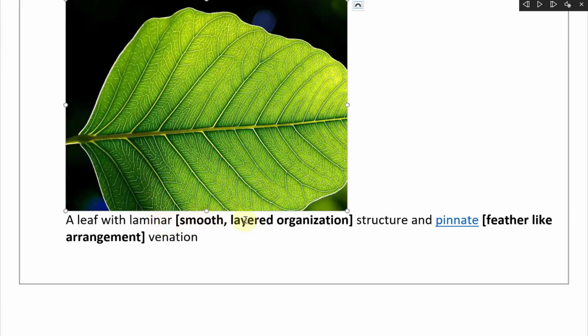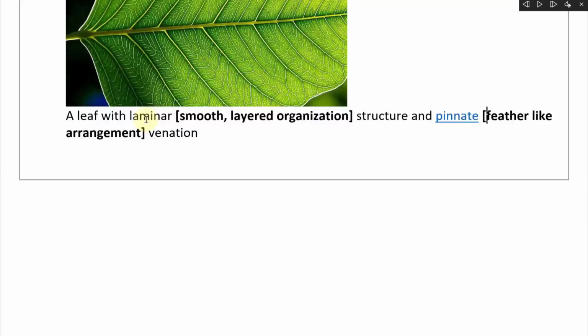A leaf with laminar, smooth layered organization, and pinnate. Pinnate, yeah, so there's a feather-like arrangement of venation. So there are feather-like veins over there. That's quite amazing, the detail in this leaf.